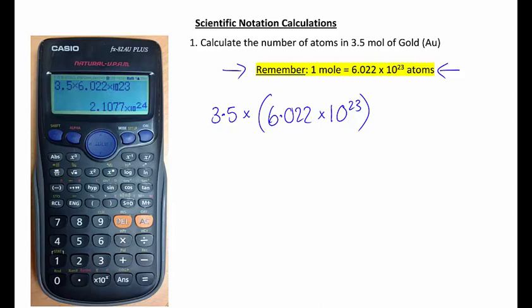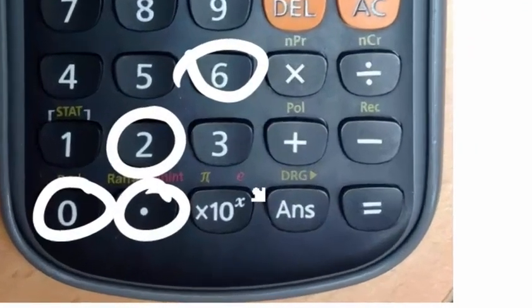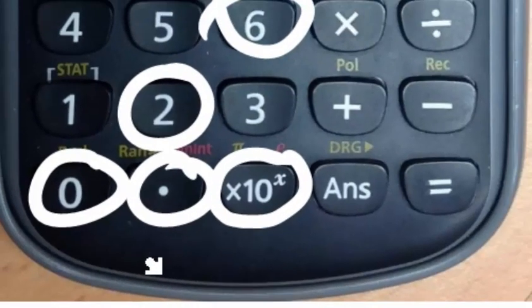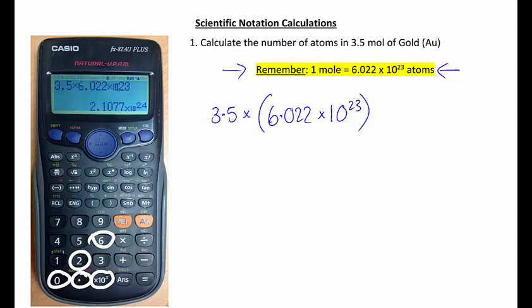So 3.5 is pretty straightforward. So you enter 3.5 and then multiply. And to enter in 6.022 times 10 to the 23, we go 6.0, press 2 twice, and then press this times 10 to the x button down the bottom. That's the scientific notation one. And then 23, which is the exponent.